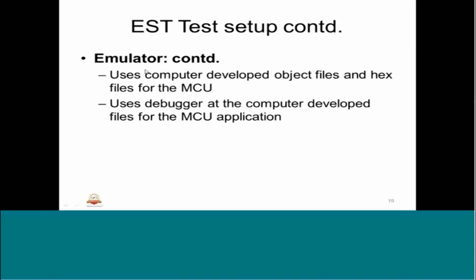So what the emulator does is, we compile for the target, and it produces the object files. Those object files and the binary or the image for the microcontroller, which is required, will be used by the emulator. It uses the debugger at the computer, with developed files for the MCU application. That means there is a debugger. The debugger will have knowledge of the entire MCU, and the corresponding MCU applications can be debugged with the help of the emulator.